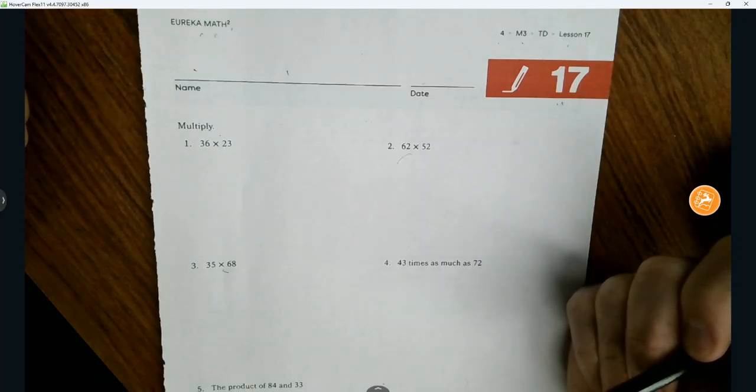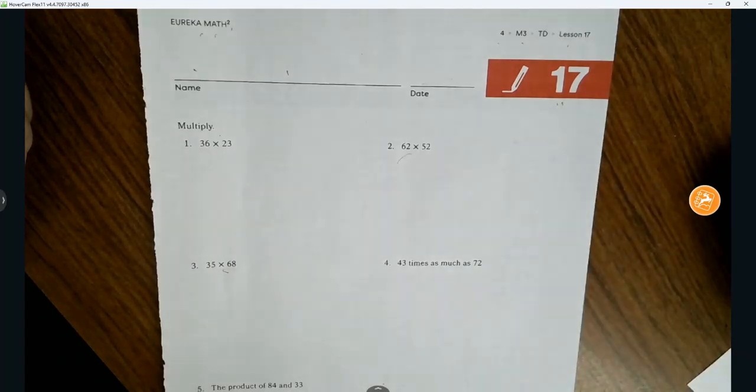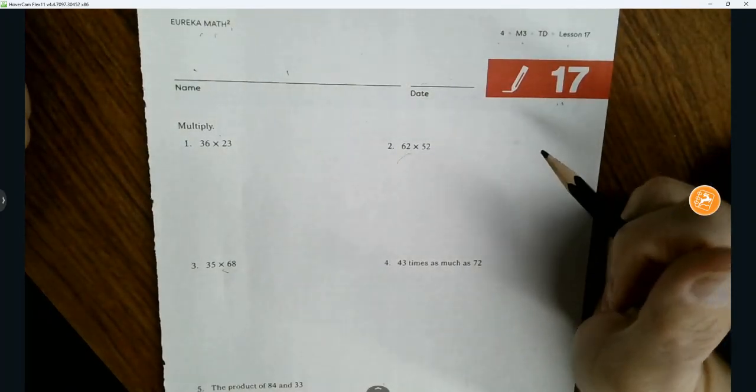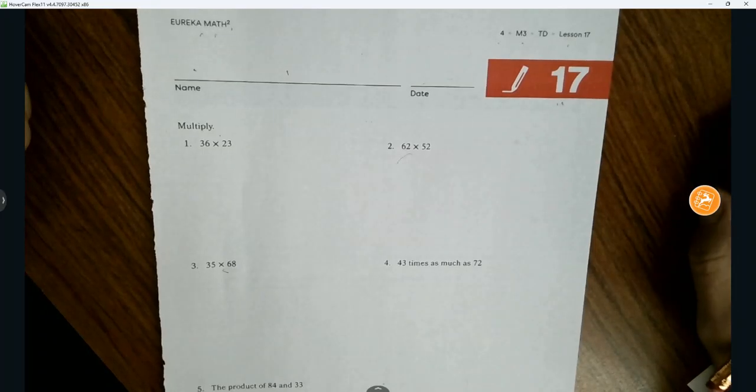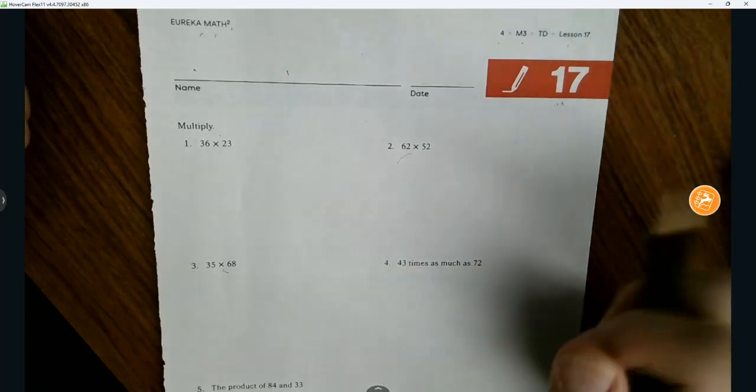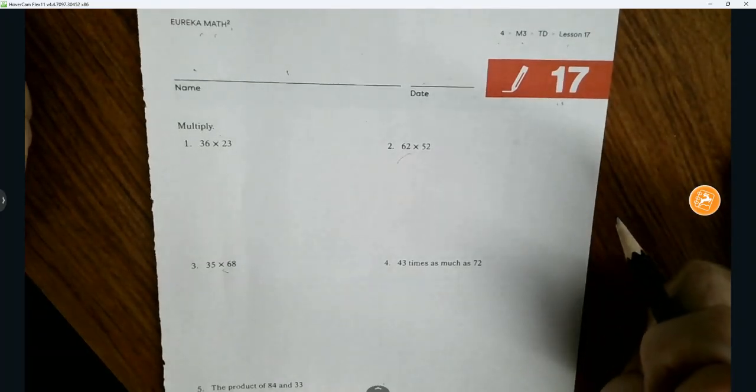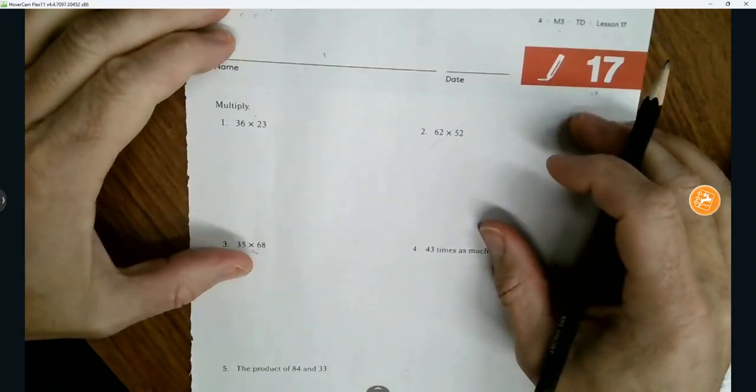All right, I'm going to do 3 problems. I'm going to show you how I would break these down. If it doesn't tell you how to do it, do whatever way you feel the most comfortable with. Whatever way makes you the happiest, that's the way you should do it.